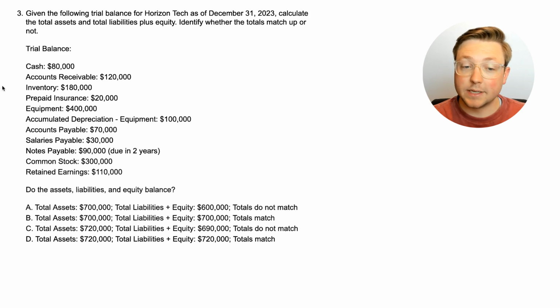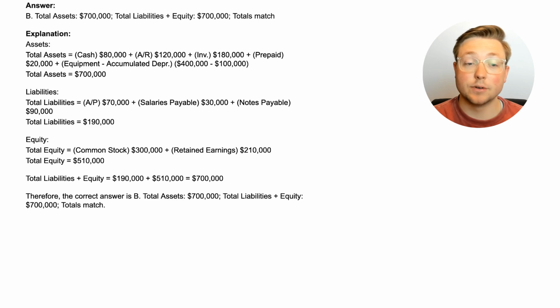So this question basically is to test to see if you know where each thing is categorized. See if you can get the balance sheet to balance, and when you're ready, come back, we'll go over the calculations together. Okay, the answer is B. Total assets equals $700,000, liabilities and equity equals $700,000, so they do match, it does balance.